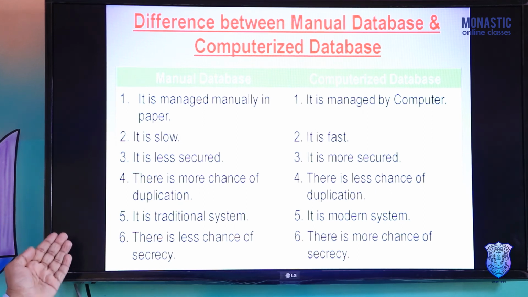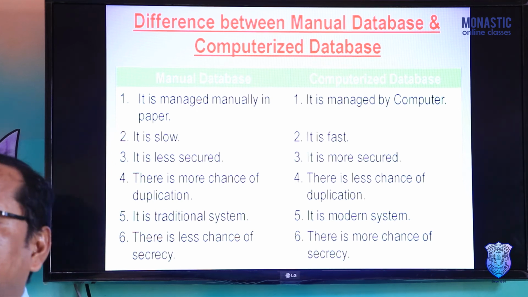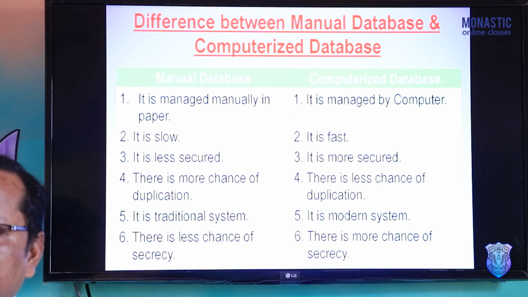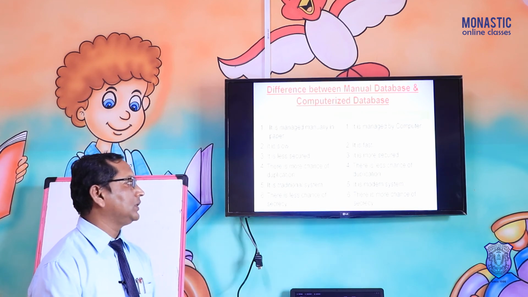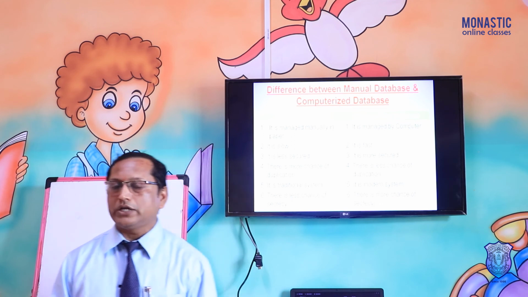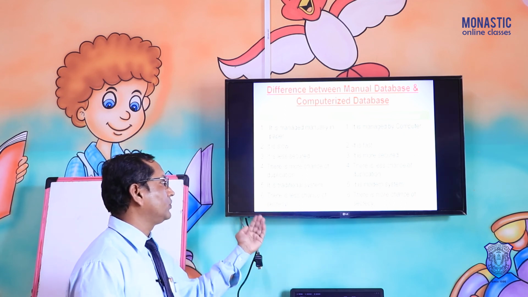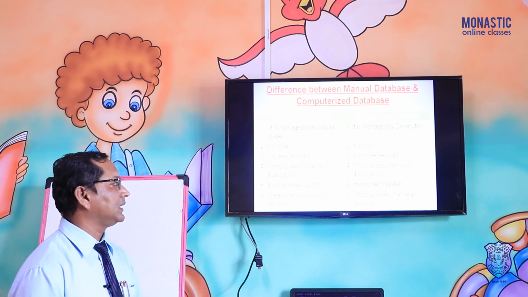Last one we have, secrecy. In a manual database there is less chance of secrecy. In a computerized database there is more chance of secrecy. Means a manual database can leak. Their materials, their records, their entries can leak. Anyone can open those papers, so secrecy can leak. But in a computerized database, unauthorized people can't access the computer system. So in a manual database there is less secrecy, but in a computerized database there is more secrecy.